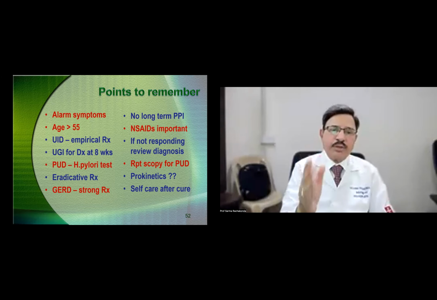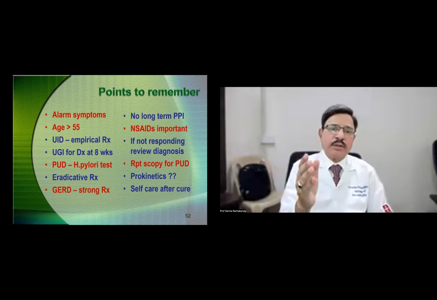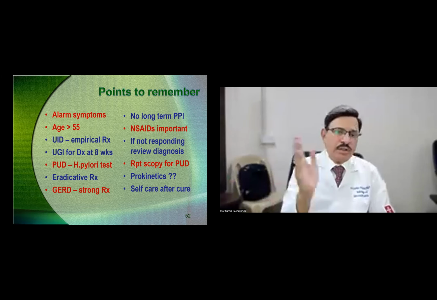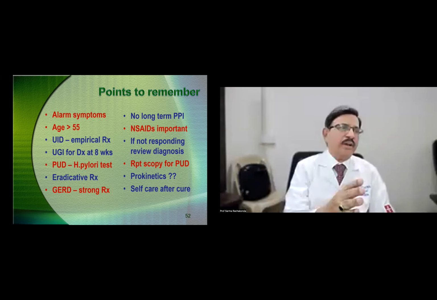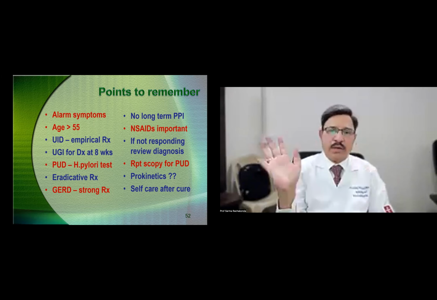If it is positive, treat with the conventional 3 drugs for 2 weeks. Eradicative treatment must be given. If GERD is there, you have to give double dose PPI for 6 to 8 weeks along with prokinetics. In no other condition are prokinetics required. Unless there is GERD, gastroparesis, diabetic gastropathy, or hiatus hernia, prokinetics like domperidone and that group of drugs are not indicated.